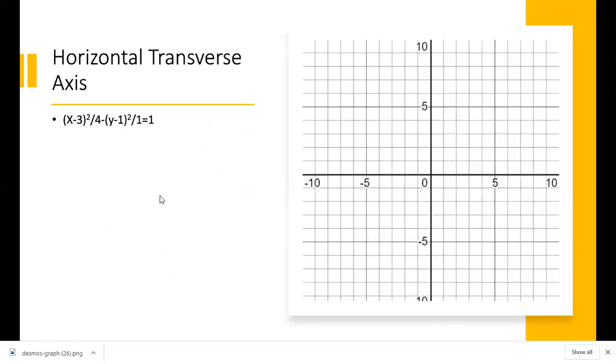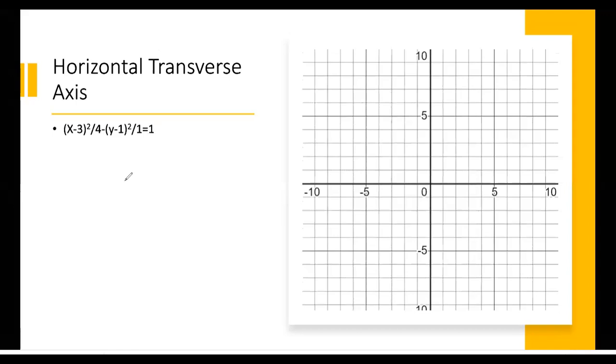Okay, so we have a vertical transverse axis. We have (x minus 3) divided by 4 minus (y minus 1) divided by 1 is equal to 1. Sometimes you won't see this divided by 1. It's put into this problem just to make it really clear. I'm just going to rewrite this because it's kind of difficult in this format. I like to write it out like this: (x minus 3) squared divided by 4, and 4 is 2 squared, so I'll write it that way straight away. (y minus 1) squared divided by 1, which is 1 squared, is equal to 1.